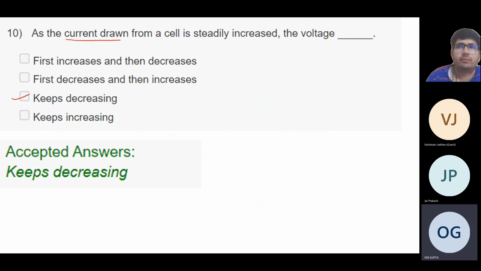I'm saying that as the current drawn from a cell is steadily increasing, basically the current density is increasing. You are drawing more current per area, so basically you are increasing current density from the cell. So if you want to increase the current density, what else do you have to do in a cell?